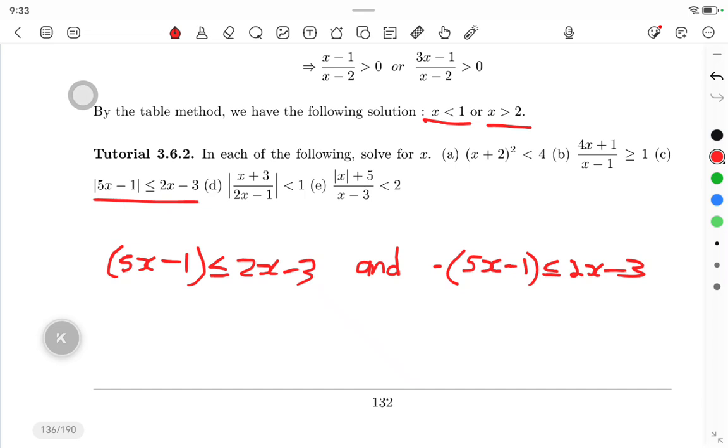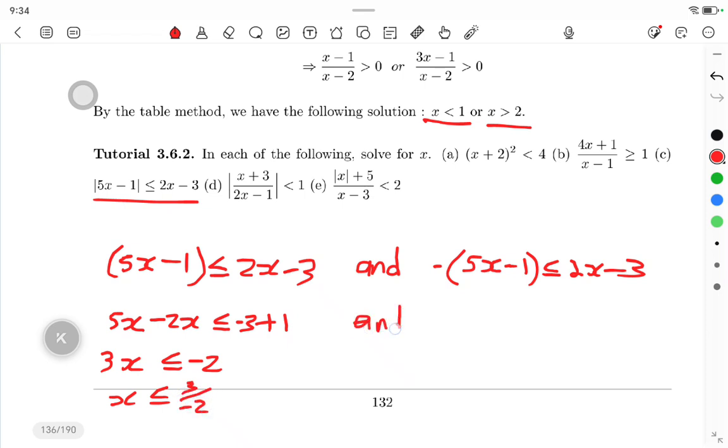Now, in other words, what this is telling us is that we must try to find the intersection between the two, because we're using and. So let's see what we can get. We can say here this will be 5x, we take 2x to the other side, minus 2x less or equals to minus 3 plus 1. This will be 3x less or equals to minus 2. And this will be x less than 3 over minus 2.